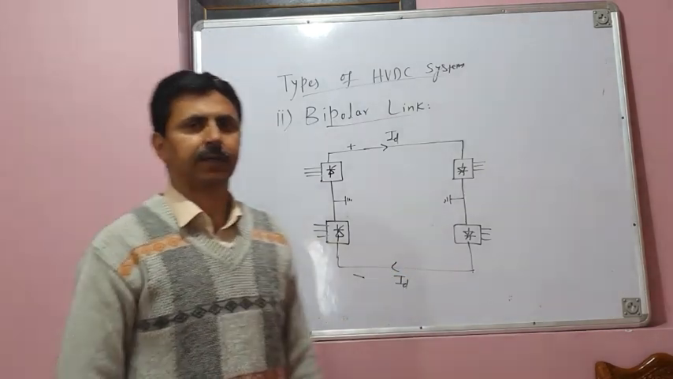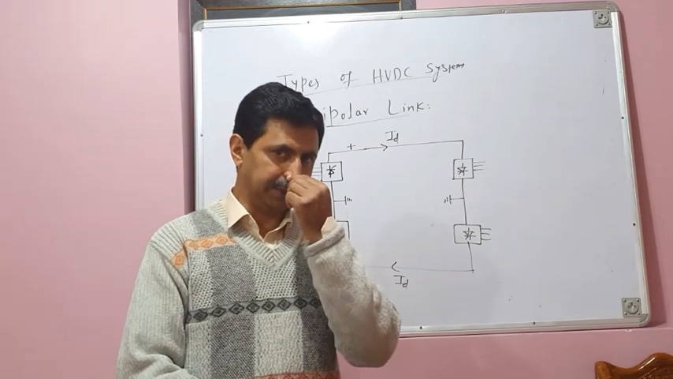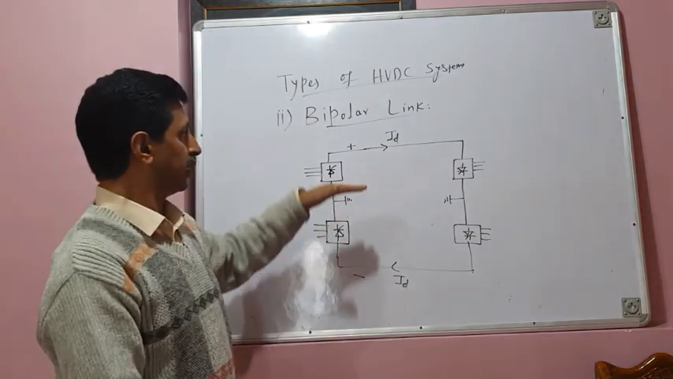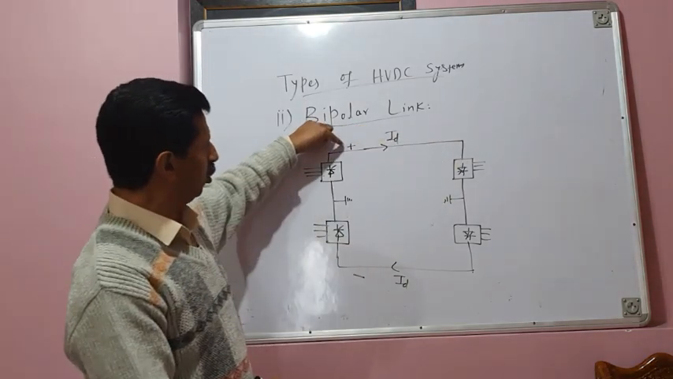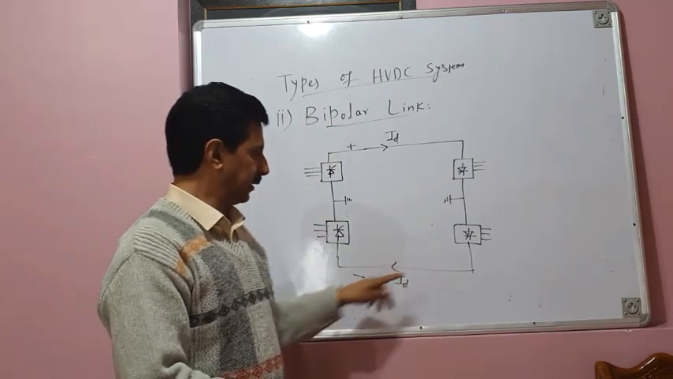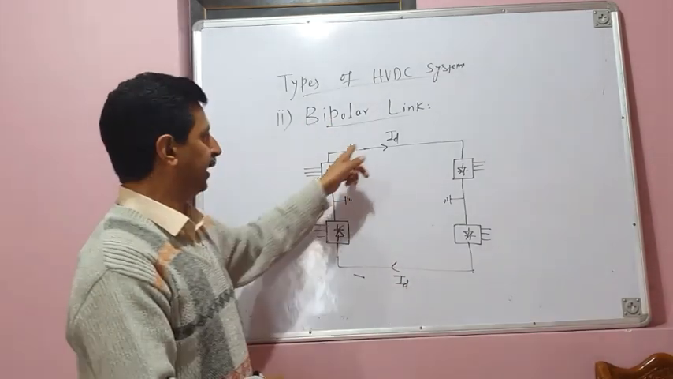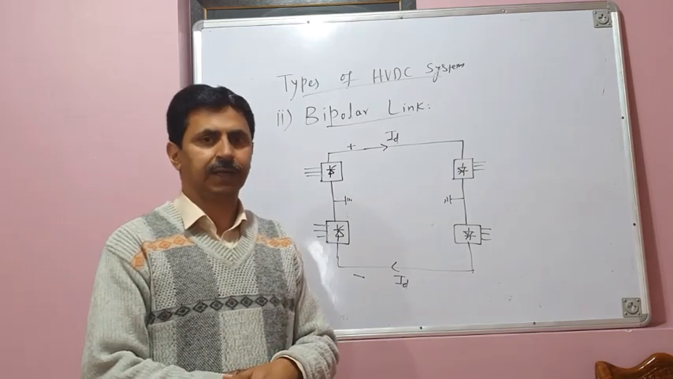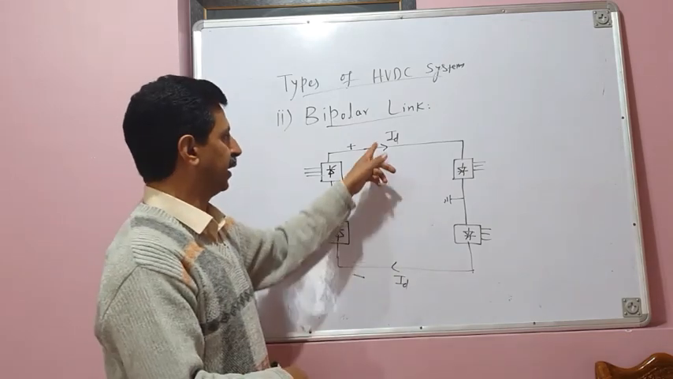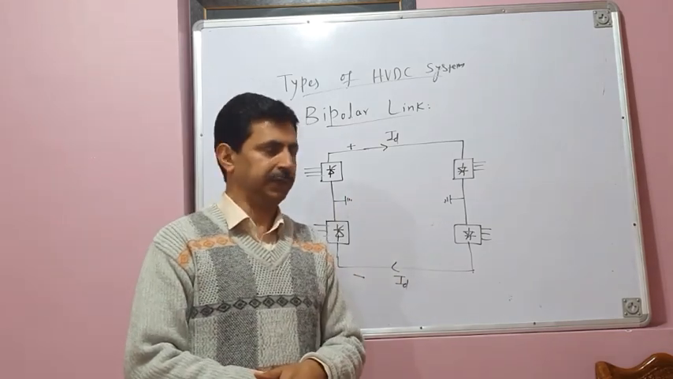this is the schematic diagram of a bipolar HVDC link. You can see there are two poles. One is positive pole, plus, and another is negative pole, minus. Both carry the current, the DC link current or the DC transmission line current, denoted by ID.